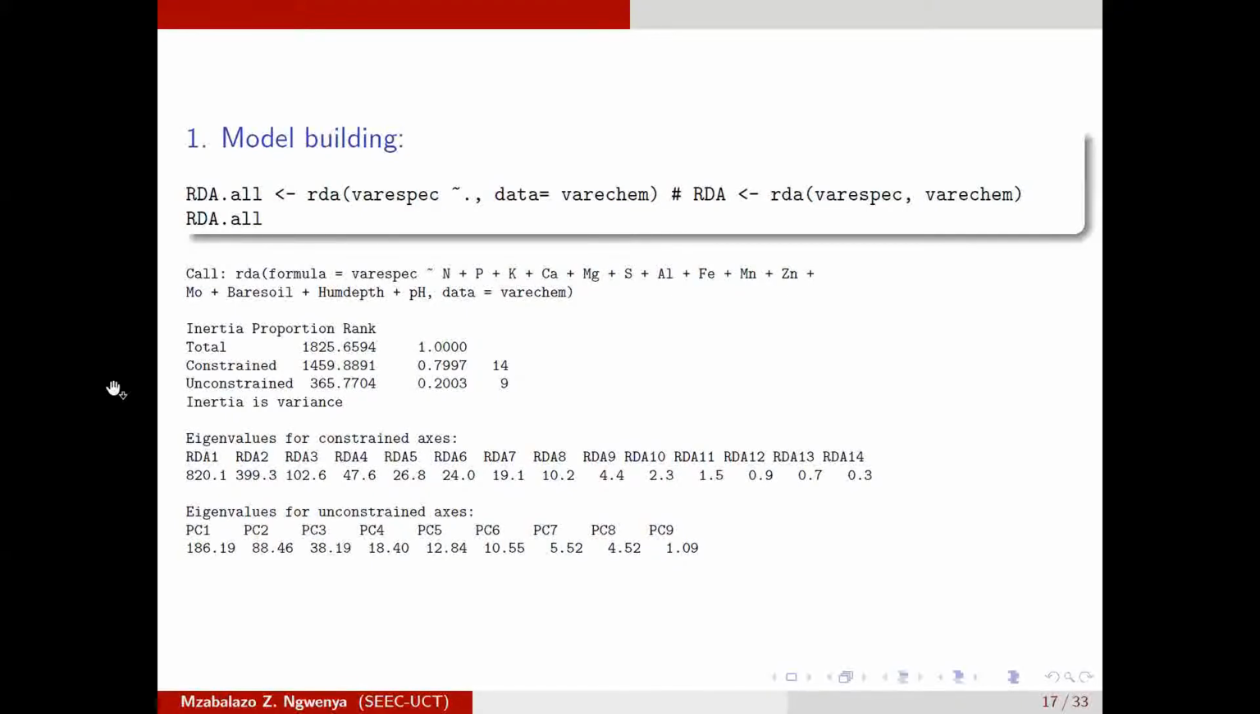We also get eigenvalues for our constrained axis. So we know what eigenvalues are as before. Eigenvalues relate to the amount of variance explained by each of those axes. So we have eigenvalues for our constraint axis and also eigenvalues for our unconstrained axis. Remember, RDA performs both of these constrained and unconstrained analyses as it executes the algorithm. Hence, we have output for both an unconstrained and a constrained ordination.